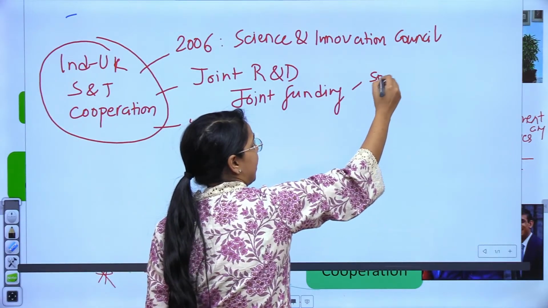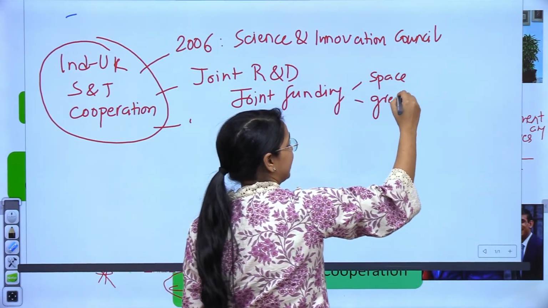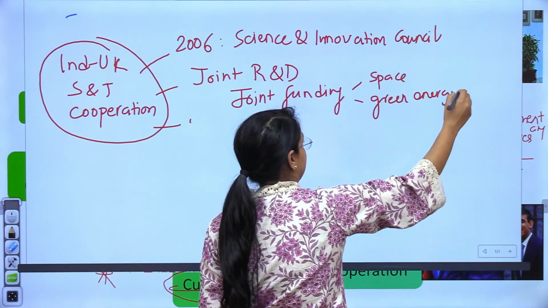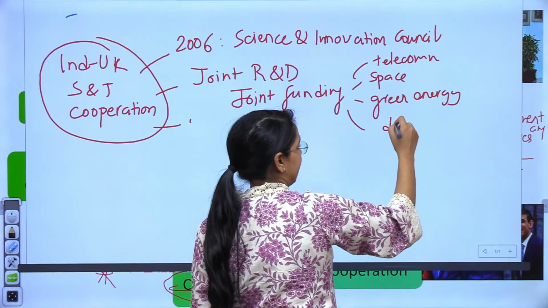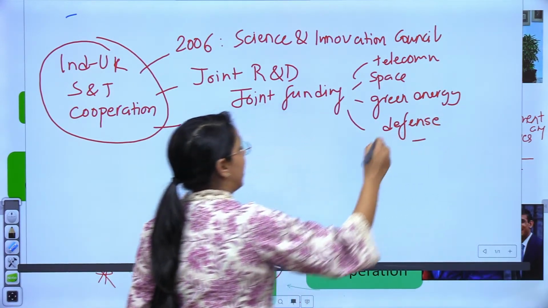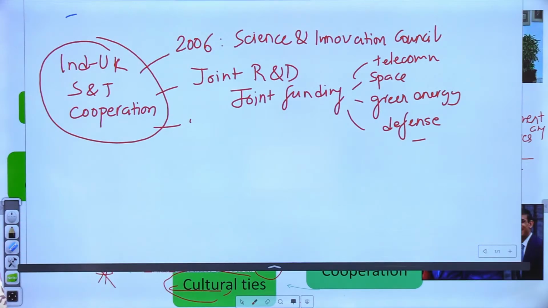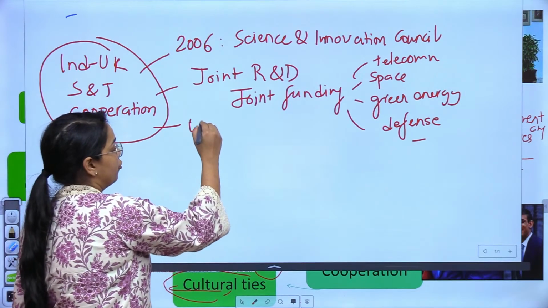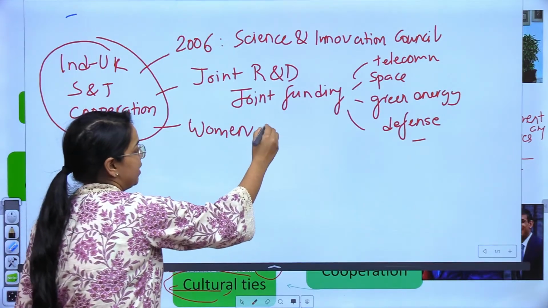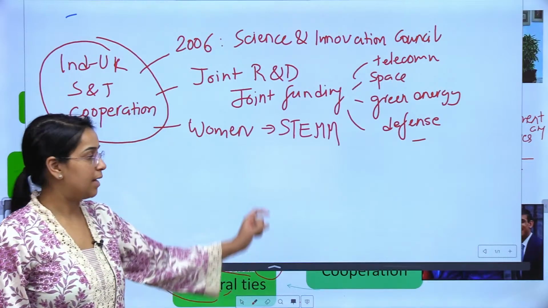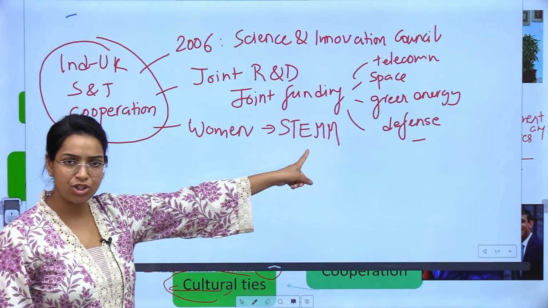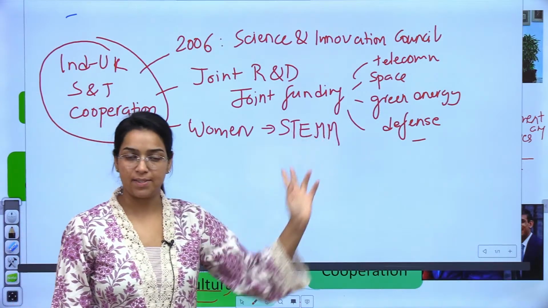It can be in space, it can be in green energy as we discussed earlier, it can be in the telecom sector, even in the defense sector. Both the countries are collaborating to create new technology solutions, right? Both the countries are also working to promote the role of women in the STEM fields. STEM fields, that means science, technology, engineering, mathematics and medicine, राइट?